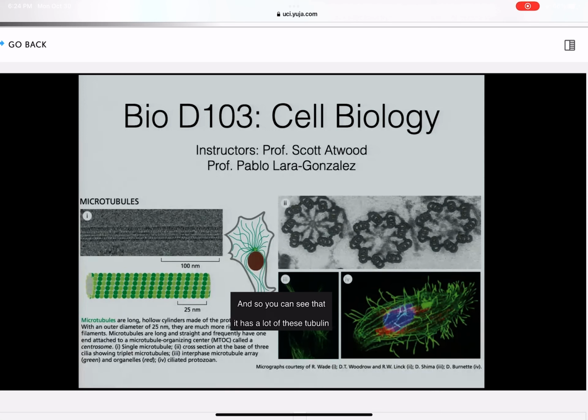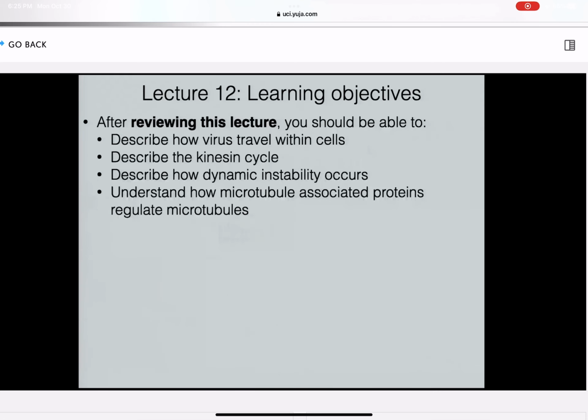In how it is shaped. And so you can see that it has a lot of these tubulin structures. Actually, no, this is a different structure, primary cilia, which is microtubule based. Each of these is a microtubule, as you can see here, and then there are just concentric rings around that. But you can see microtubules, again, extending across a lot of the cell, similar to actin. And so we'll get into why it's so different from actin.